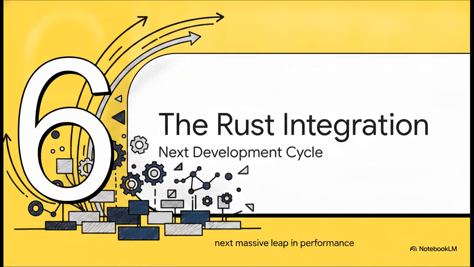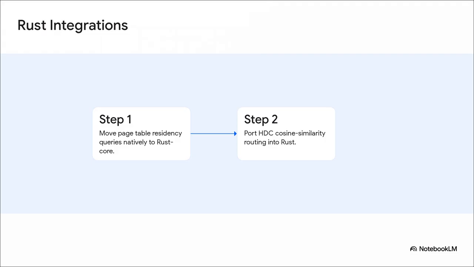Finally, Section 6, Next Steps, the Rust integration. As mind-blowing as this V2.0 triumph is, it's really just setting the stage. Remember that perfect C-contiguous memory layout we geeked out about earlier? That zero-copy memory borrowing was strategically designed specifically to interface natively with Rust. So the upcoming sprint targets two massive steps. Step 1, shifting the memory page table residency queries natively into a Rust core crate. Step 2, porting all the Python and NumPy cosine similarity matrix operations directly into a lightning-fast Rust embedding router.